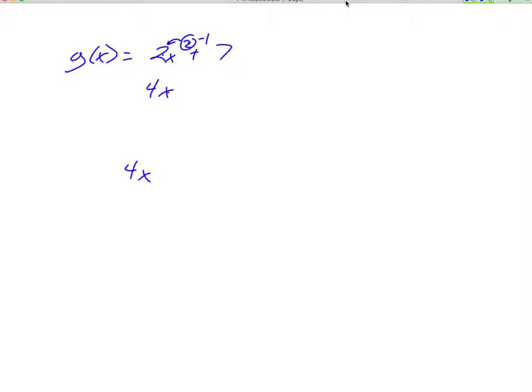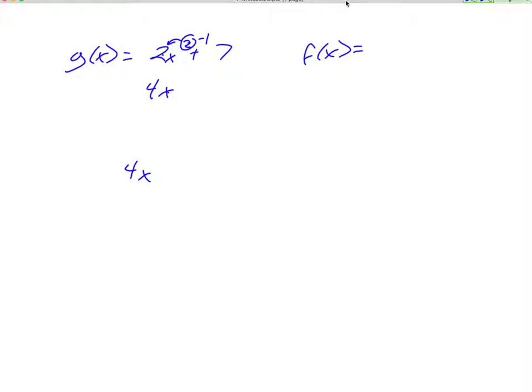So let's look at another one. How did you go about it? How did you get 4x? I did 2 times 2 is 4. Yep. And I did 2 minus 1 is 1. So that's just x to the first, which is just x.